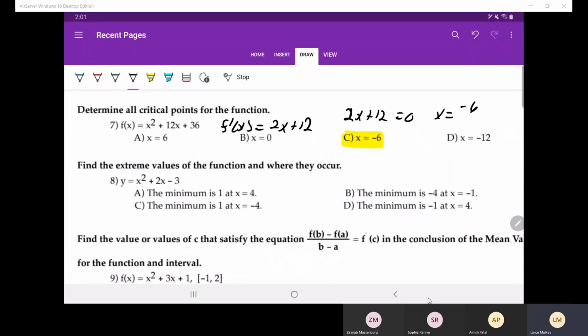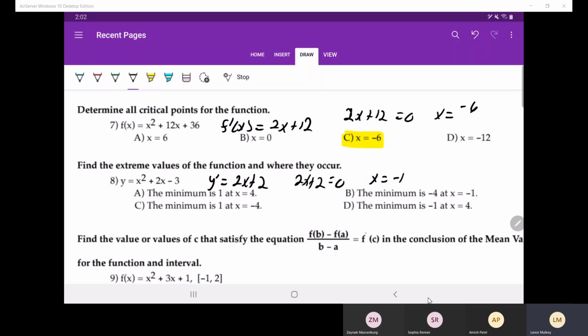So find the extreme values and where they may occur. So you need the derivative for this, right? There's only one critical point. It didn't give you a domain, and this is continuous throughout the entire domain from -infinity to infinity because it's a polynomial.